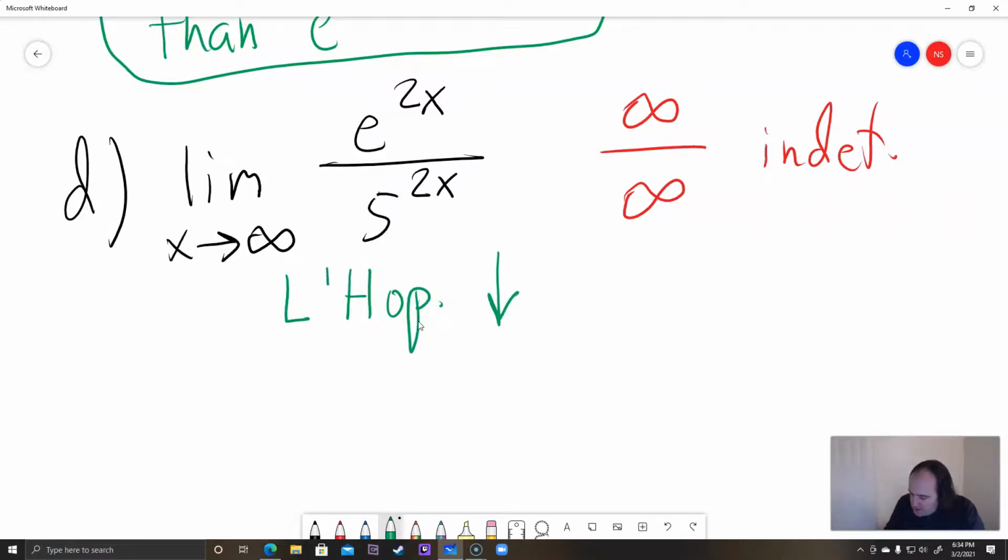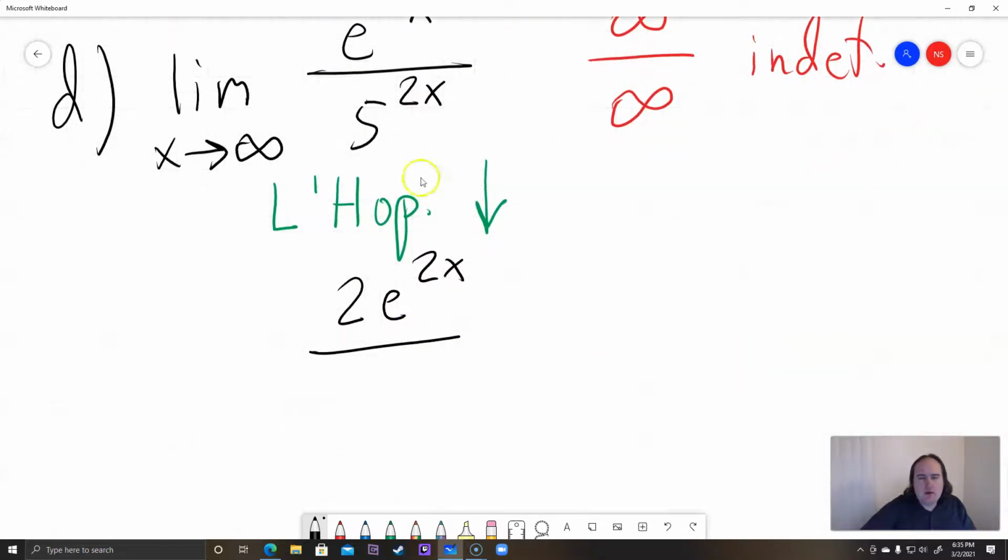Okay, so if we do L'Hopital's rule, in the numerator, we're going to get 2e to the 2x, taking the derivative. And then in the denominator, well, what is the derivative of 5 to the 2x? Well, the derivative of 5 to the u is going to be ln of 5 times 5 to the u. So it's going to be ln of 5 times 5 to the 2x. And then that's going to be multiplied by the derivative of 2x, which is actually going to be 2.